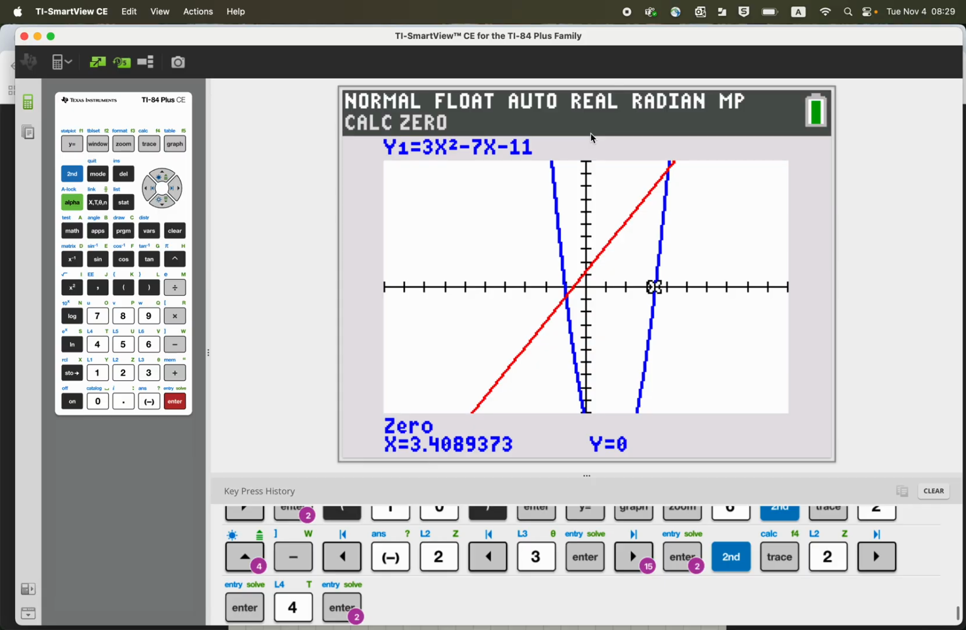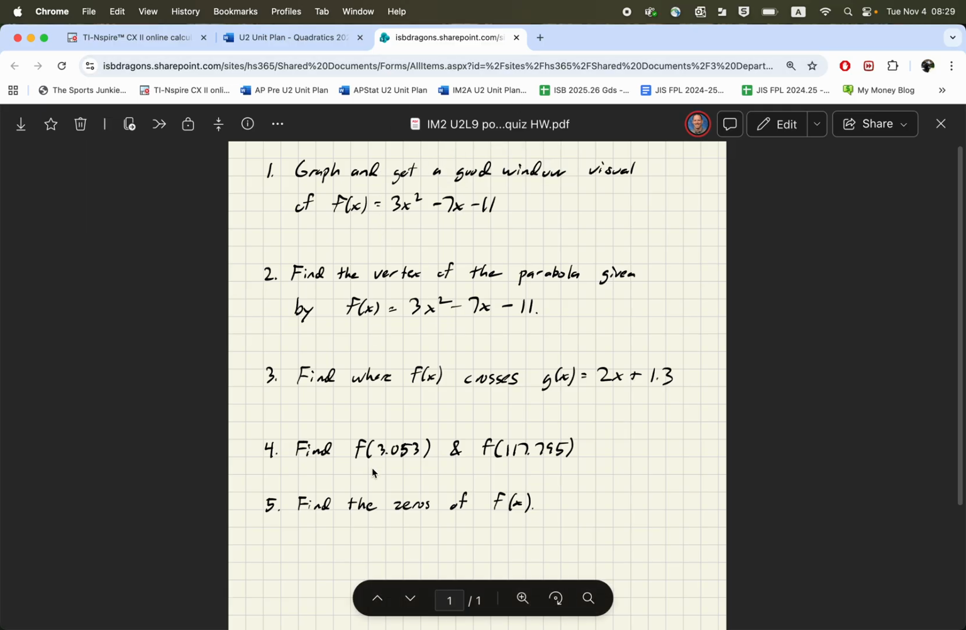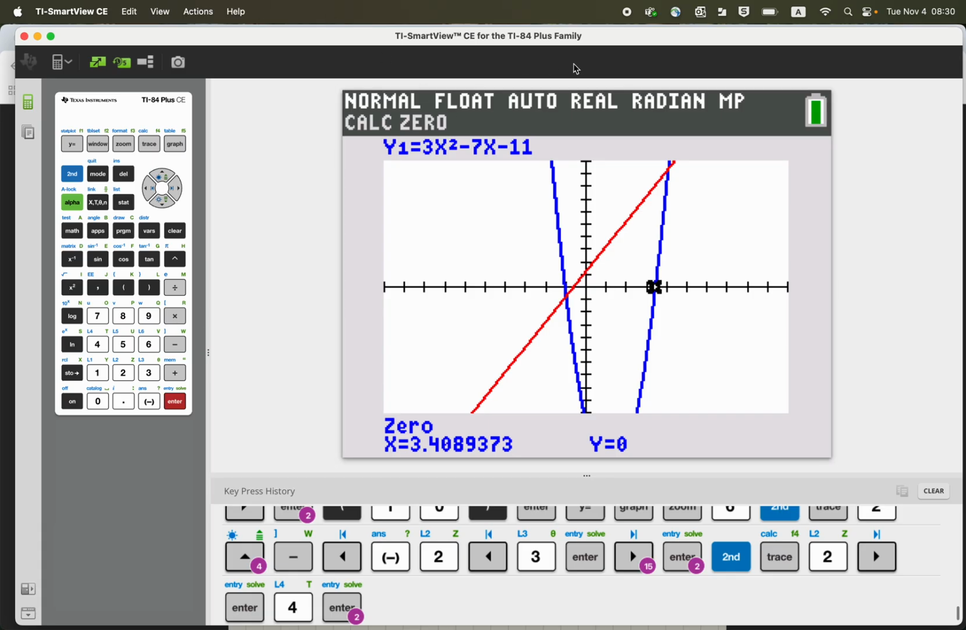I'm going to stop the recording. You can pause it, rewatch it, but that's how to do these 5 things on the 84. I'm going to make another video for how to use a solver, but for your test on Quadratics, this hopefully is helpful for you. Okay, see ya.